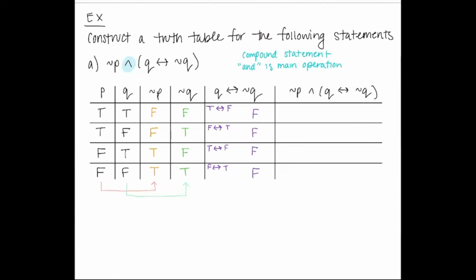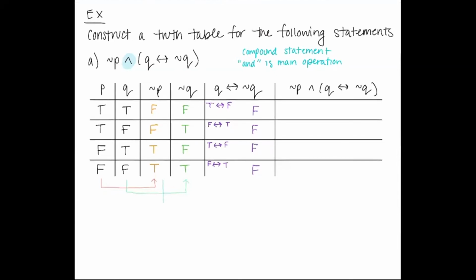Now I'm asking, is not P and not Q true? So not P is false, false, true, true. We're doing the AND operation. But this is always false. So my AND statement is always false.